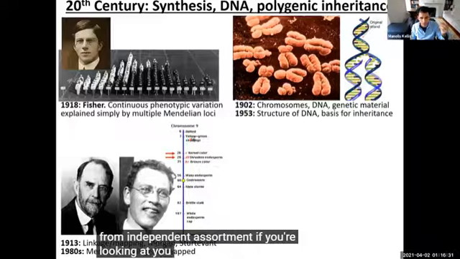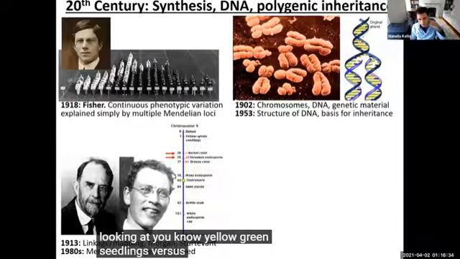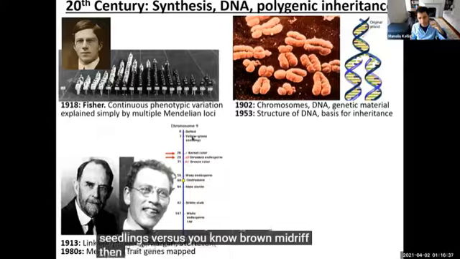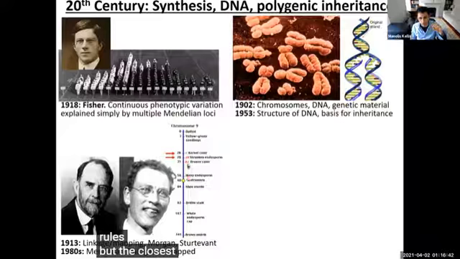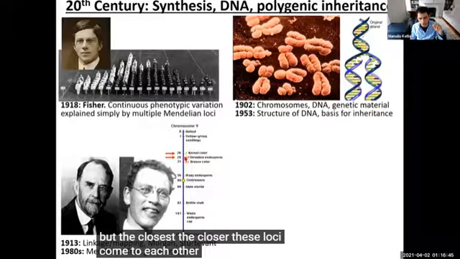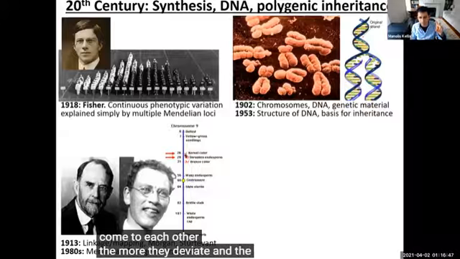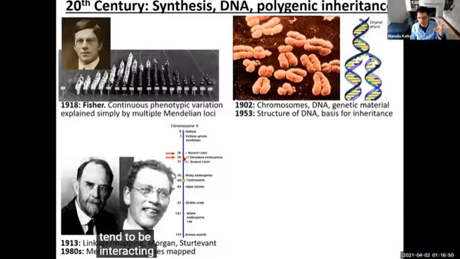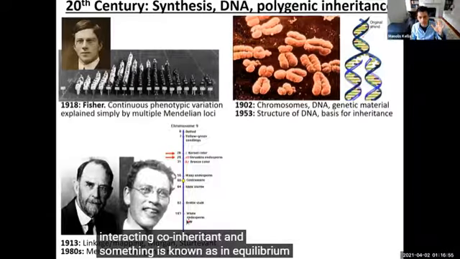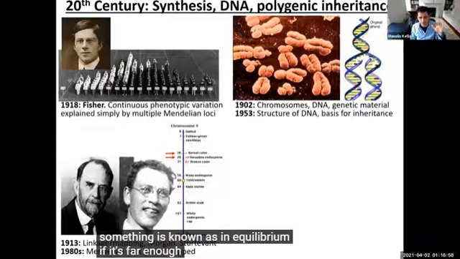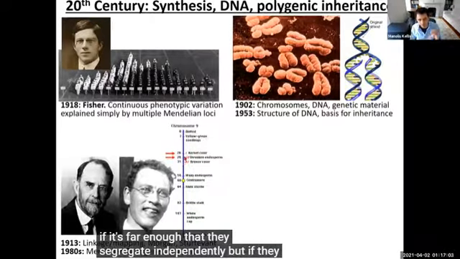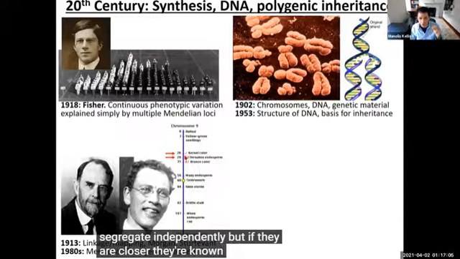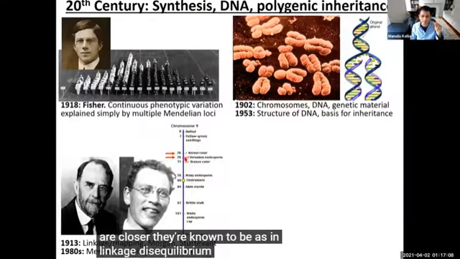If you're looking at yellow-green seedlings versus brown midrib, then these actually segregate independently and they follow Mendel's rules. But the closer these loci come to each other, the more they deviate, and the more they tend to be co-inherited. Something is known as being in equilibrium if it's far enough that they segregate independently. But if they are closer, they're known to be in linkage disequilibrium.